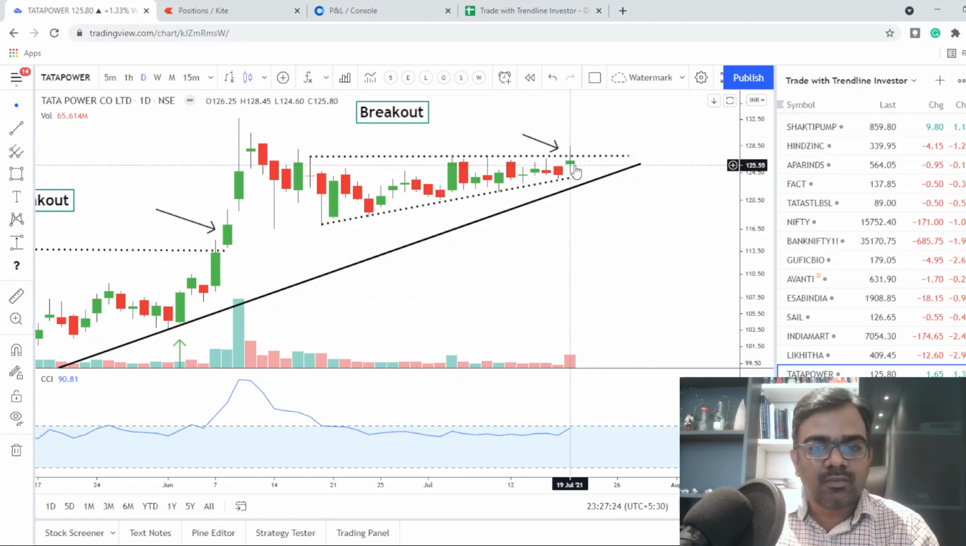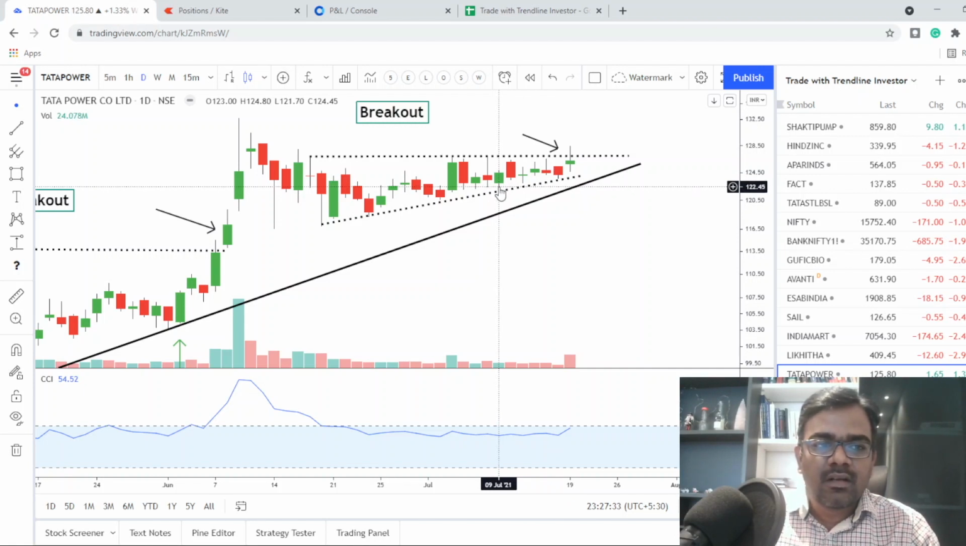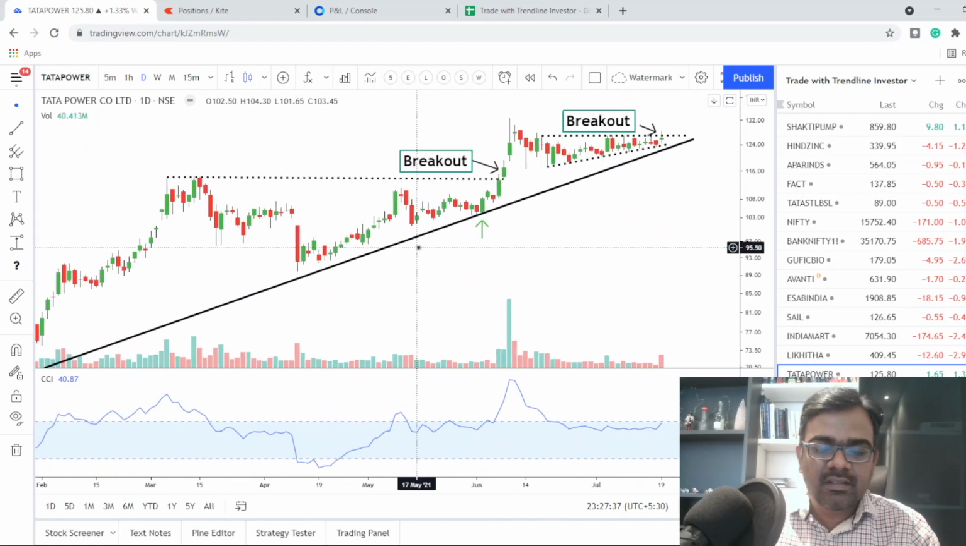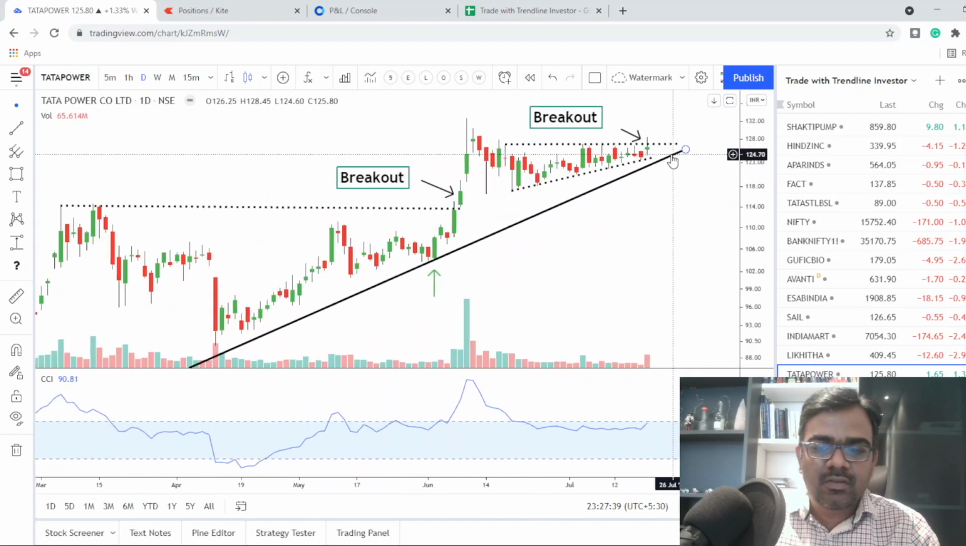But ensure you trail your stop loss before you add. For now, the stop loss can be even as close as 121.23, or if you want to be a little conservative, then keep a stop around 121, and you get a very good position size in this stock. The power sector still looks good. The trend line still looks good, so nothing to worry about here.